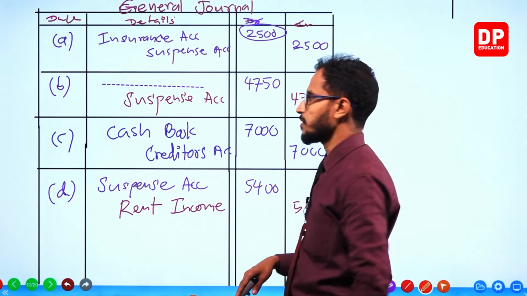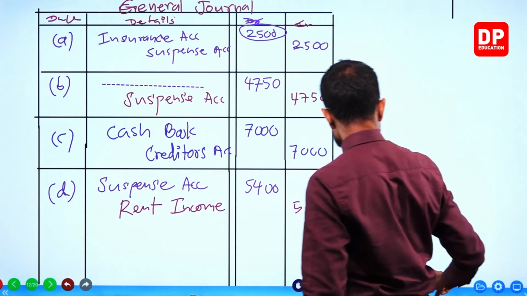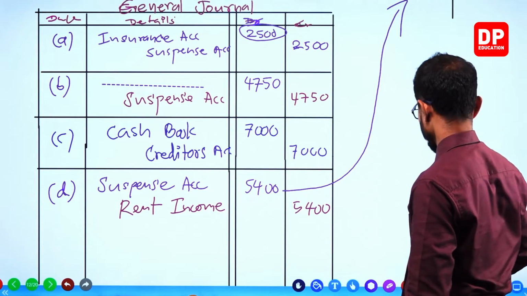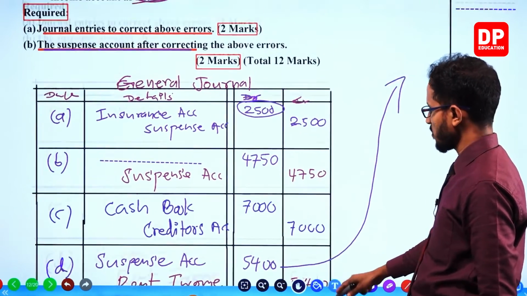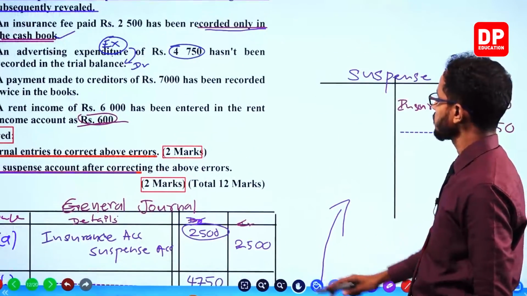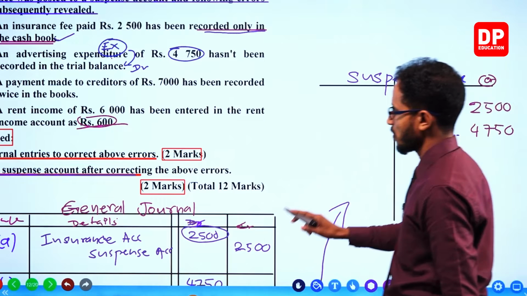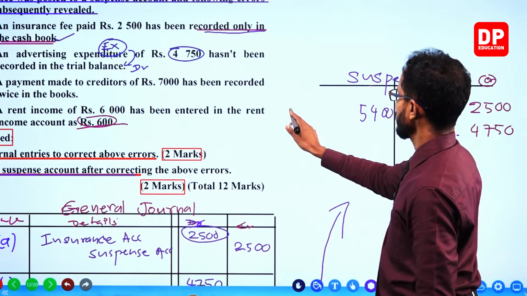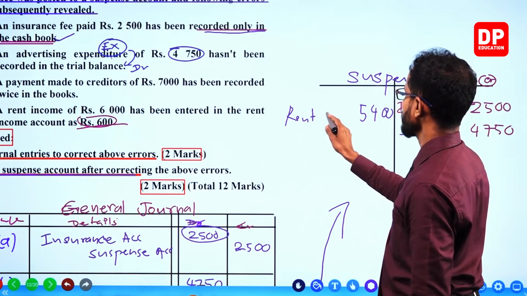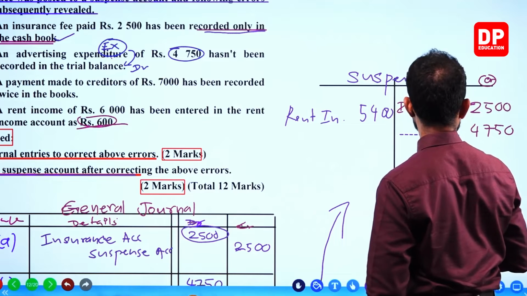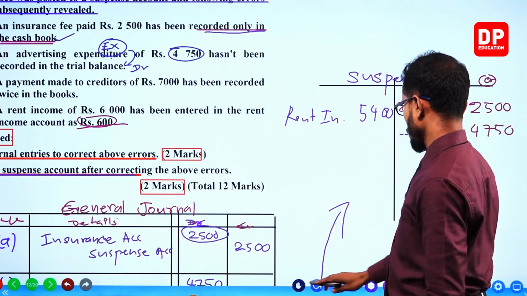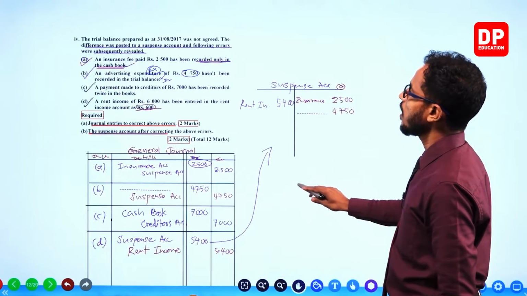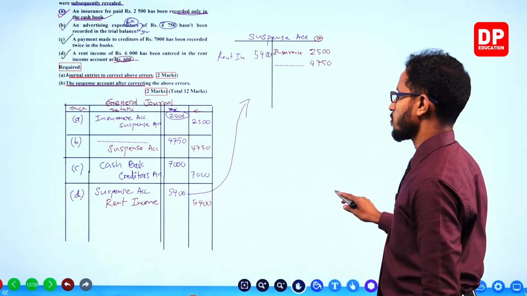Don't forget the narrations, okay? Write the narrations. This suspense entry should go to the suspense account. Debit side 5,400. Description is rent income. Got it. Let's make it smaller so you are clear how to do this problem.